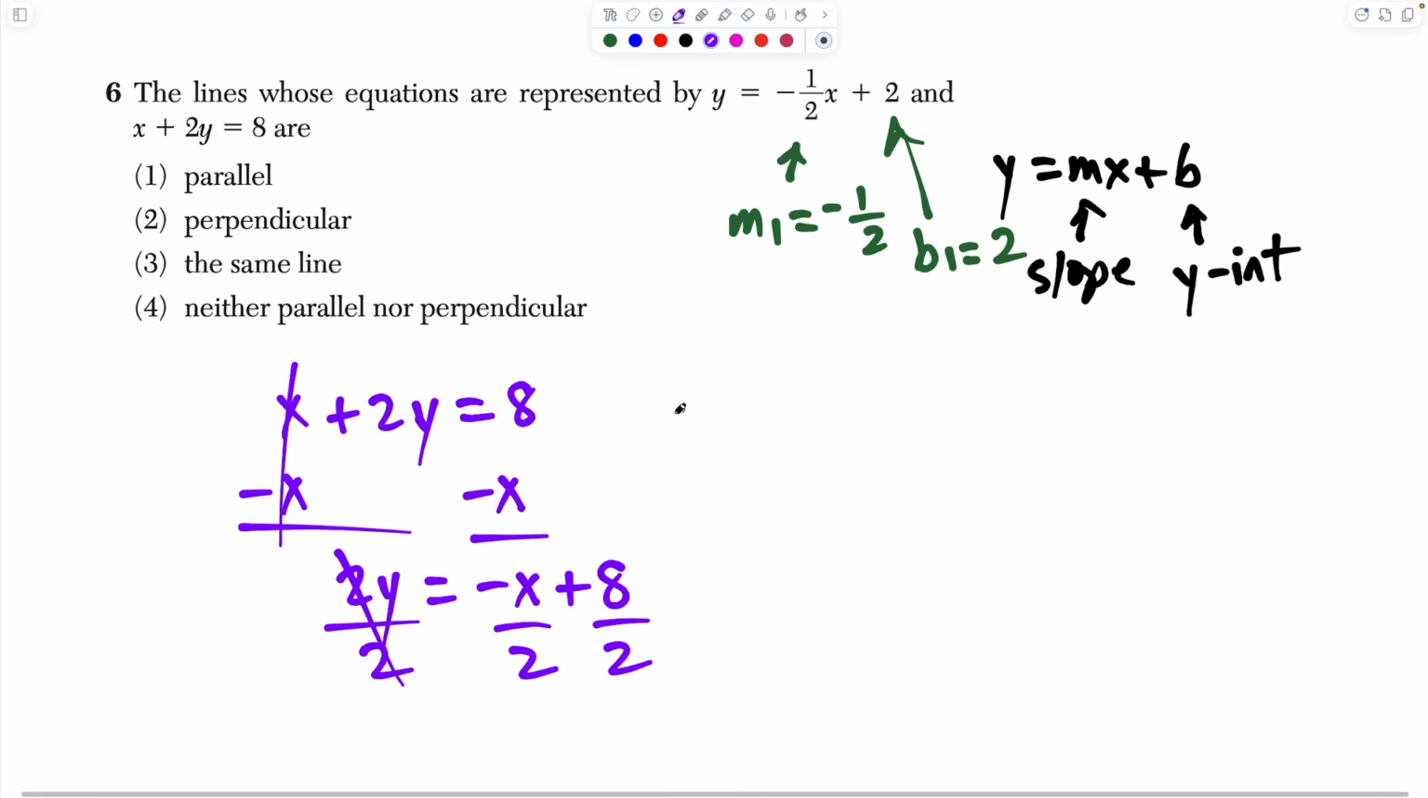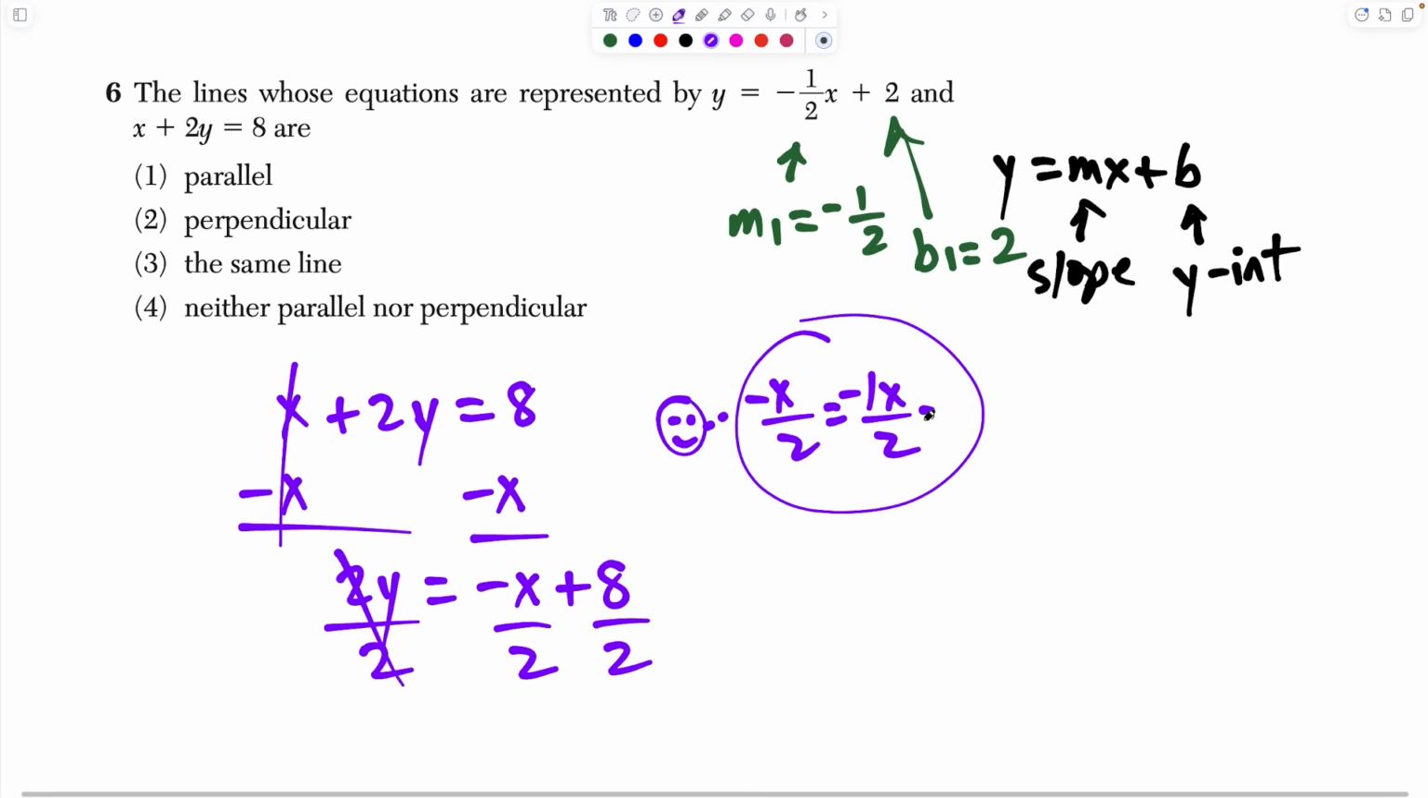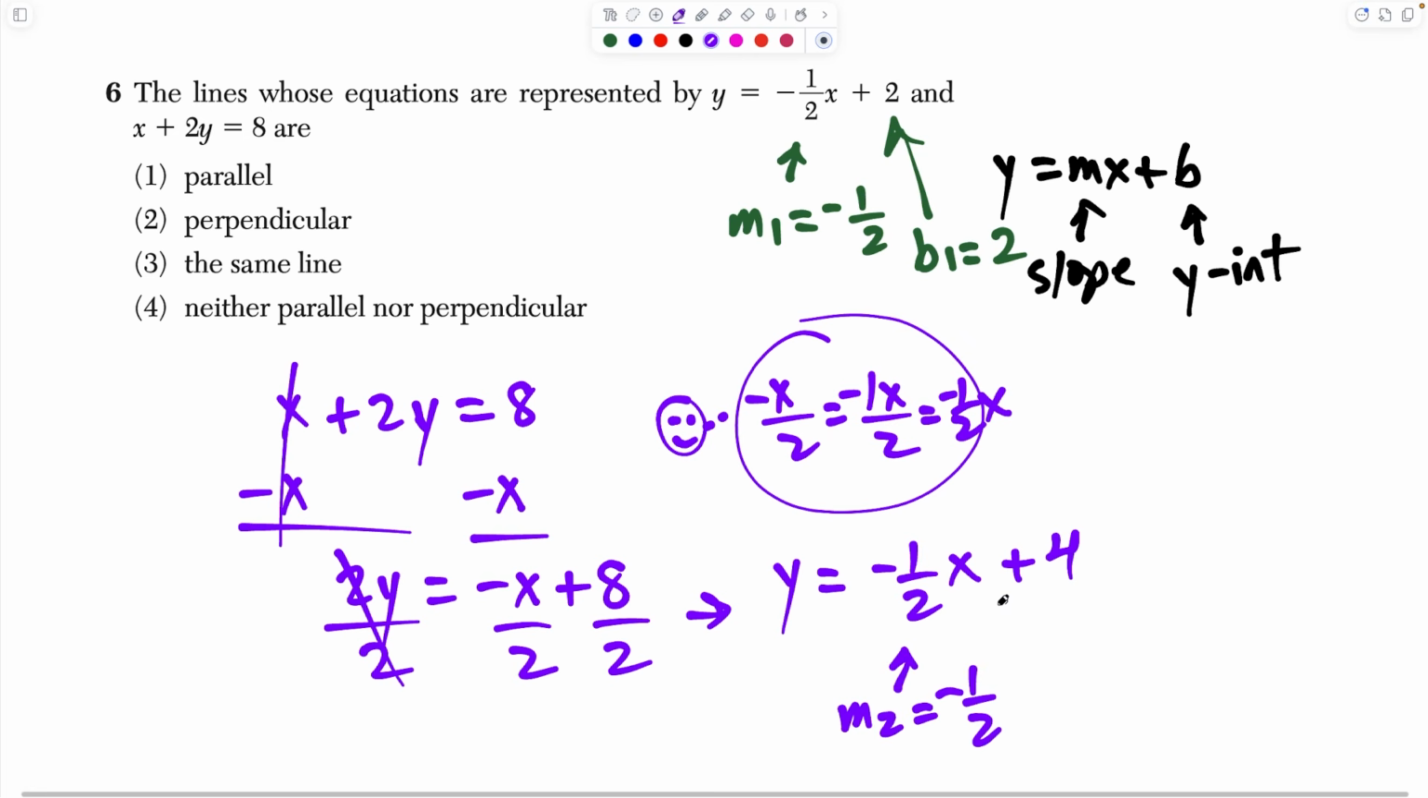Now, if this part here isn't obvious, the -x/2, we could think of -x/2 as -1x/2, and this is the same thing as -1/2 times x. So I could say this line is now y equals -1/2 x plus 8 divided by 2, which is 4. And then from here, we could identify the new slope, and the second slope is equal to -1/2. That's the number in front of x. And our new y-intercept is equal to 4.